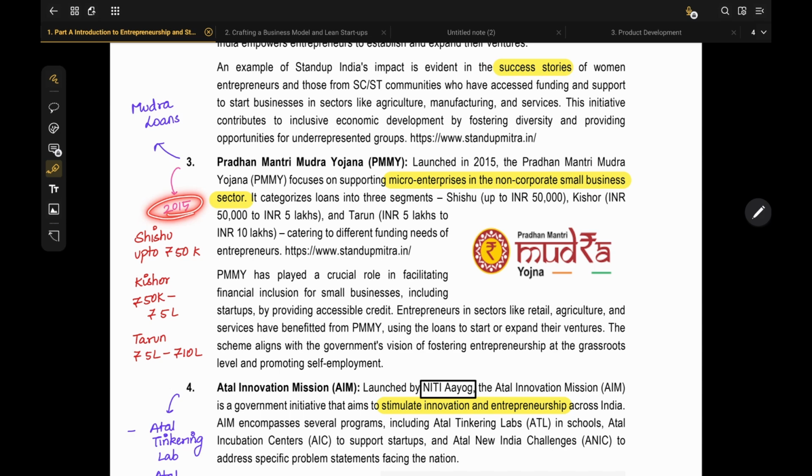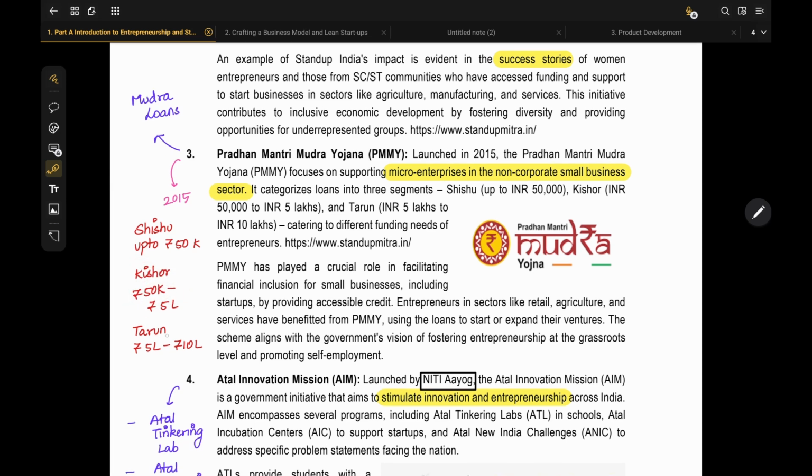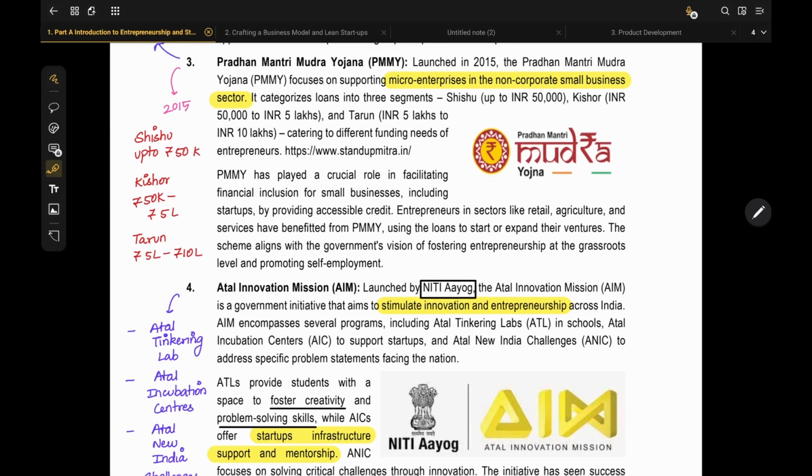This was started in 2015. Under this, they are dividing the businesses into 3 types. Shishu: for this type of entity, loans up to 50,000 will be given. If the entity is under the Kishore category, a loan of 50k to 5 lakh will be given. And if the business is under the Tarun category or segment, a loan of 5 lakh to 10 lakh will be given. The amount of loan is this much.